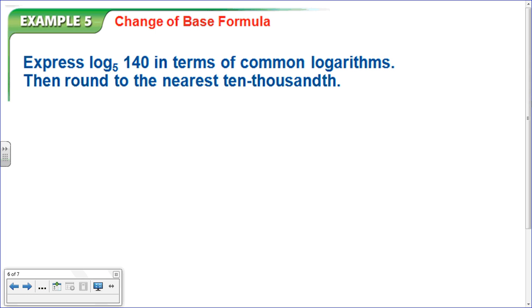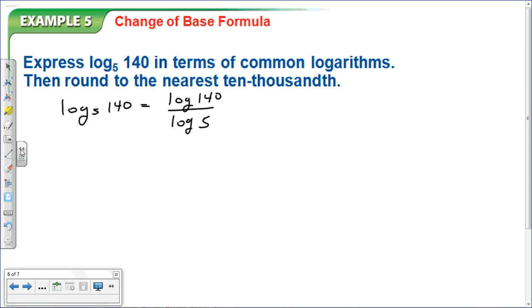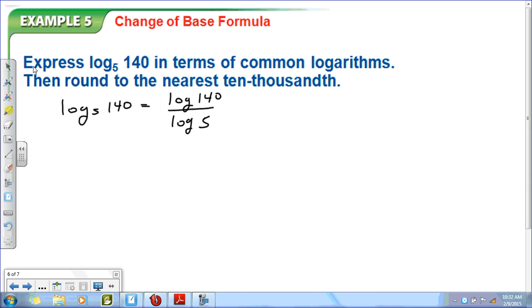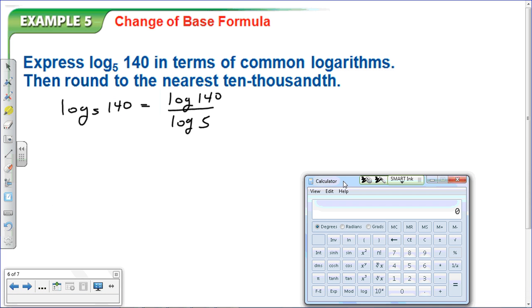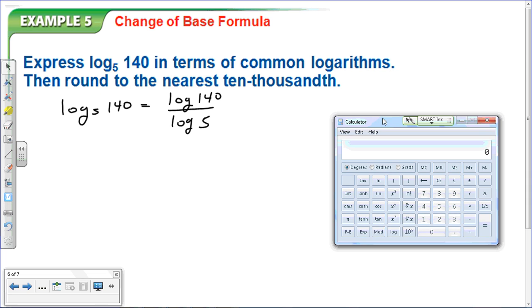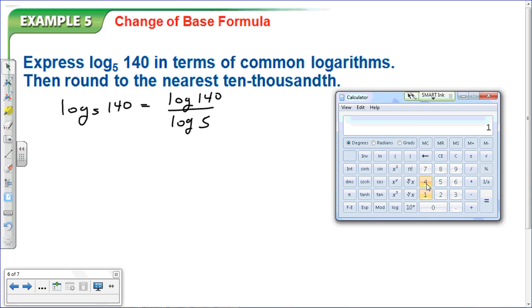So let's show you how to go about doing this. All right, I've got log base 5 of 140. I need to figure out what that is. Okay, that's equal to the common log of 140 over the common log of 5. And now I simply go through and calculate this. Grab my calculator one more time. All right, so here we go. 140 log divided by 5 log, enter.